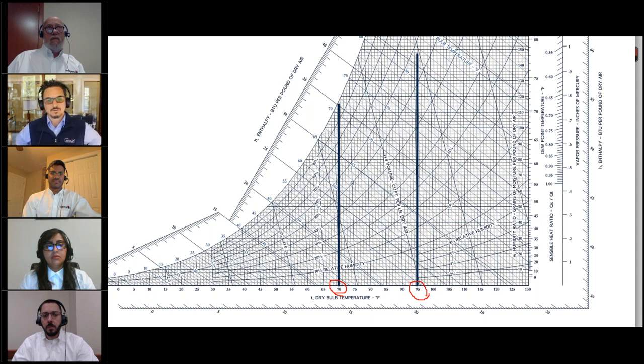Which is higher? They're kind of in the same plane on the chart. I'm wondering if you have a slide that would better answer this. So the dew point of 70 is here, right? And the wet bulb of 70 is there. So they're really the same. Yeah, they're basically the same value because they're a horizontal line.